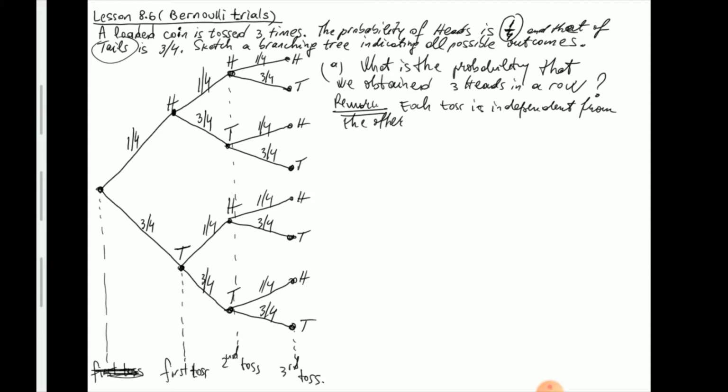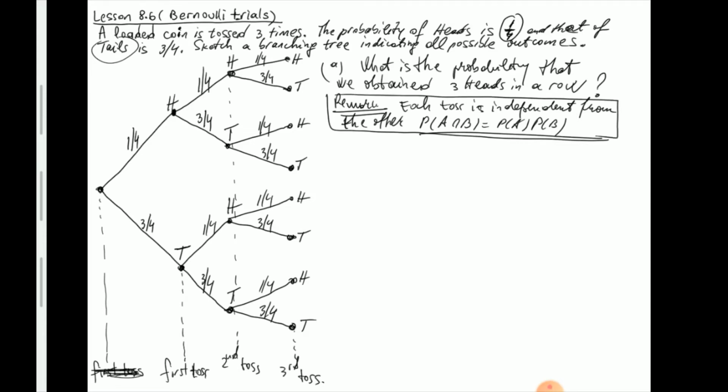Now remember, when you compute the probability of the intersection of independent events, the formula states that you multiply the probabilities. And if the events are mutually exclusive and you have to compute the union of events, then you add the probabilities. But for independence, the probability is the multiplication of the probability of each event if the events are independent. Let's put that as a remark here. Why is that important? Because each toss is independent from the other.